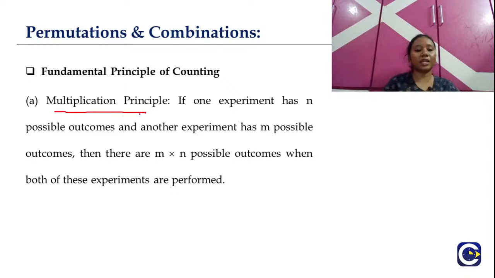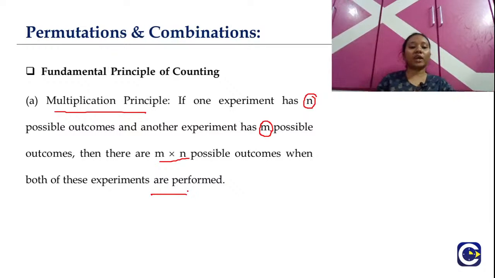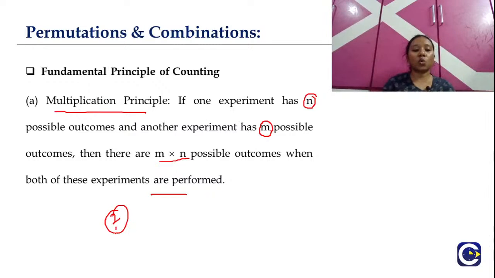So let's quickly have a definition. If one experiment has m possible outcomes and the other experiment has n possible outcomes, then there are m into n, that is m cross n, possible outcomes when both of these experiments are performed simultaneously. So when we are having two events, here we are having two experiments, one has m number of possible outcomes and the other experiment has n number of possible outcomes.